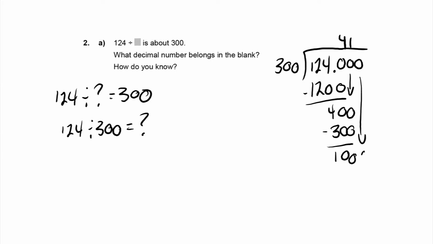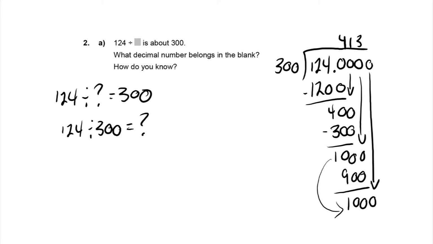Bring down another 0. 300 goes into 1,000 3 times, which is 900. Subtracting, get 100. Bring down another 0. And we see that we're going to now just keep repeating this process. So we've got 0.413 with the 3 repeating. Putting the decimal place right up above, we can then say that 124 divided by 0.413 repeating is equal to 300.